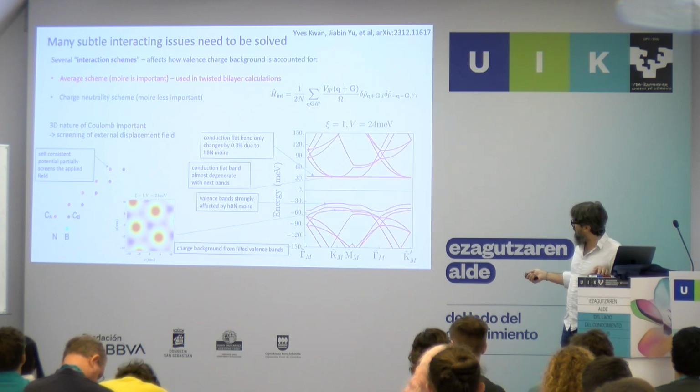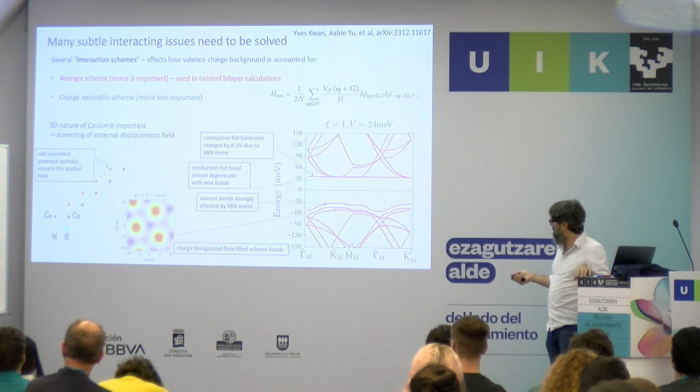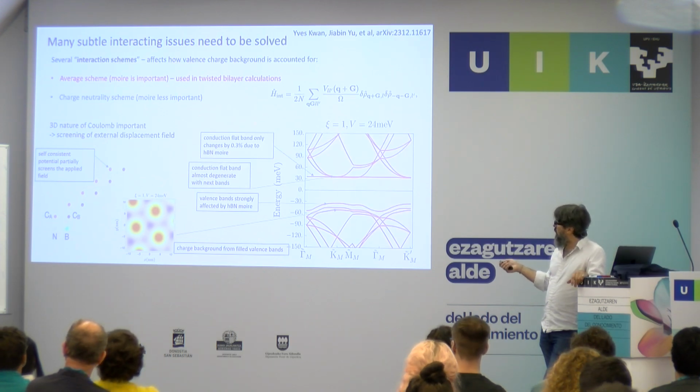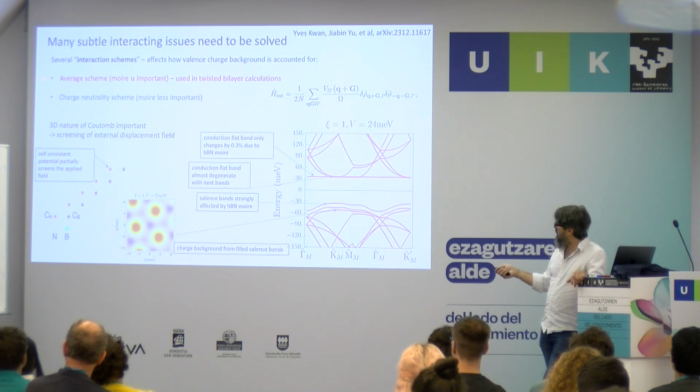So the valence bands can affect the conduction bands through interactions if you take a subtraction scheme in the density where you subtract 1/2, which is basically the charge at energy 0. So one of them, we call it charge neutrality scheme. Moire is less important. The other, we call it average scheme, where the moire is important.